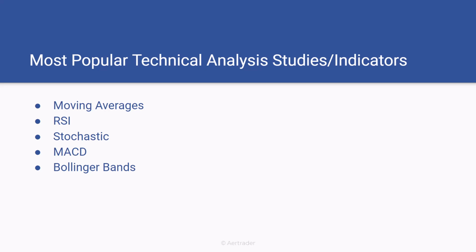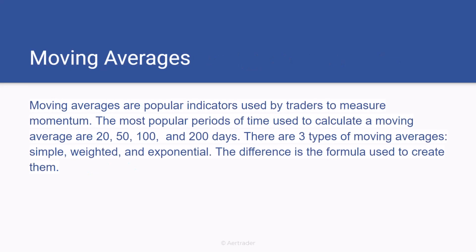In this course, we will go over the moving average, stochastic, and Bollinger Bands indicators. A moving average is a commonly used technical analysis indicator to measure momentum.